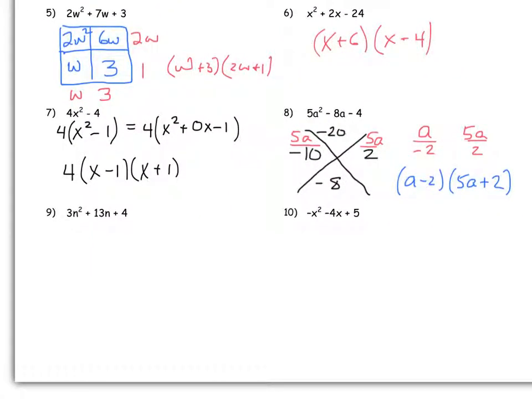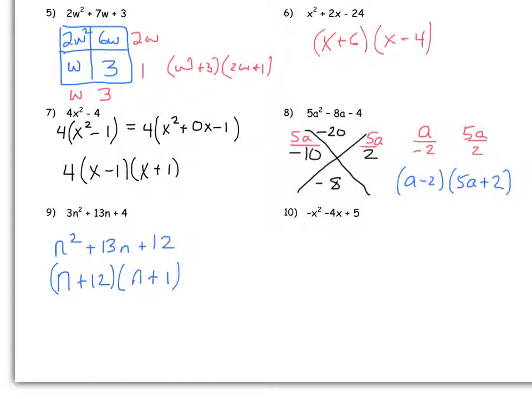9 and 10. Let's, on number 9, do some slide and divide. So the first step is to rewrite this as n squared plus 13n plus 12. Okay. And then after we do that, we factor normally: what multiplies to 12 and adds to 13? That would be n plus 12, n plus 1.